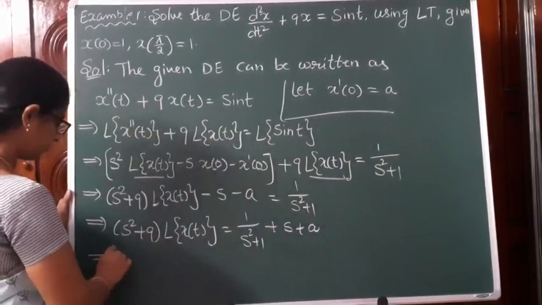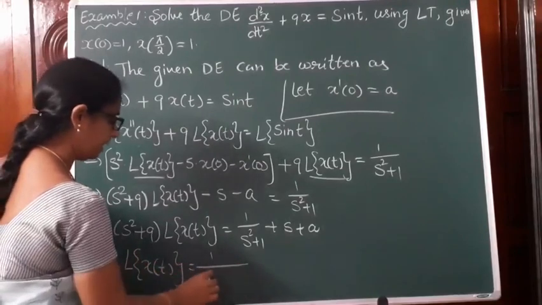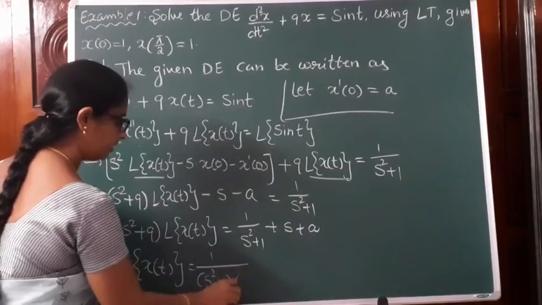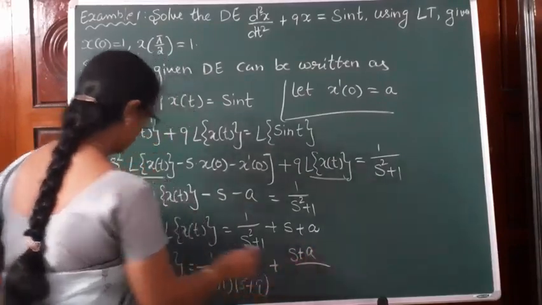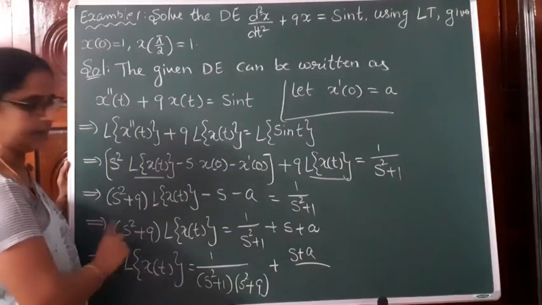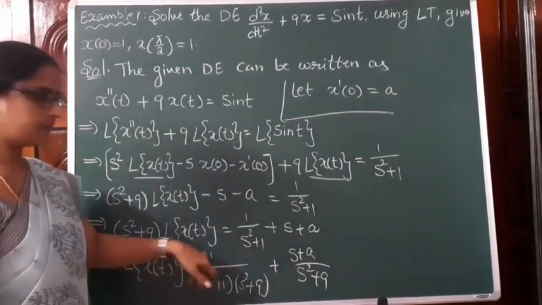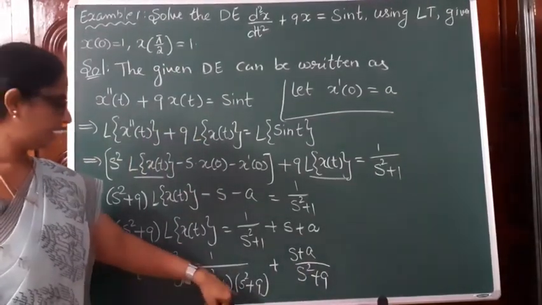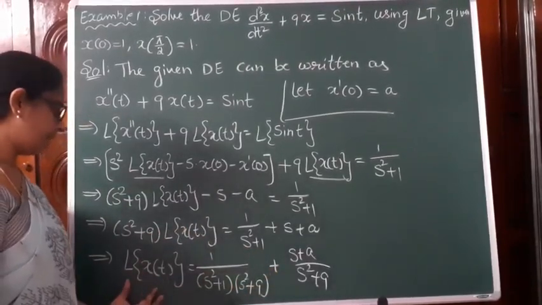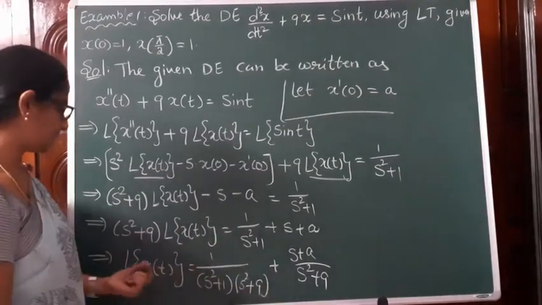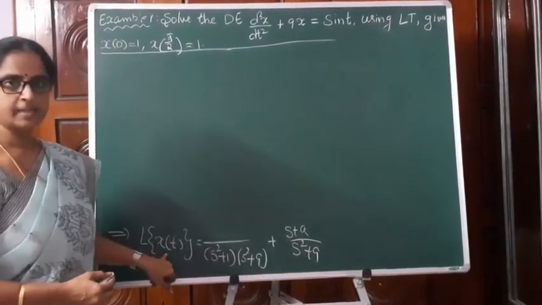Now what is L of x of t from this? L of x of t is equal to 1 by s square plus 1 into s square plus 9 plus s plus a by s square plus 9. Now if we apply inverse Laplace operator on both sides, we get x of t here. So from this, what is x of t?